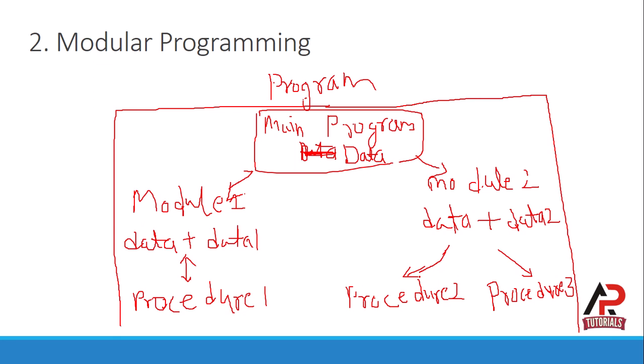Module 1 can have a function like procedure 1. So this is modular programming. A program is progressively decomposed into smaller partitions called modules.